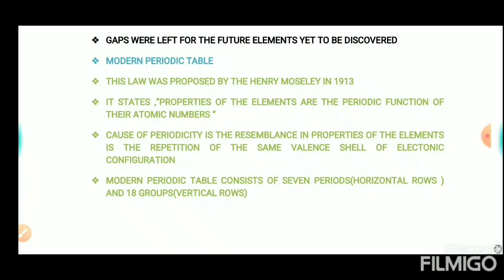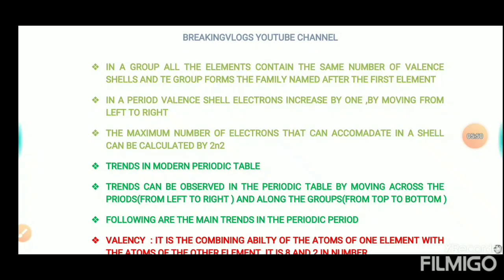The modern periodic table consists of 7 periods, which are horizontal rows, and 18 groups, which are vertical rows. In a group, all the elements contain the same number of valence electrons, and the group forms a family named after the first element. In a period, valence shell electrons increase by 1 when moving from left to right. The maximum number of electrons that can be accommodated in a shell can be calculated by the formula 2n squared.